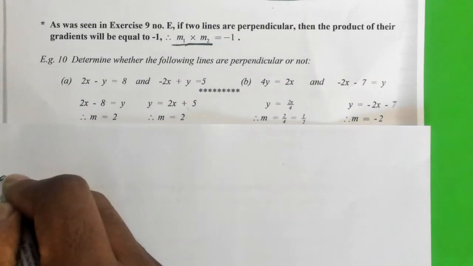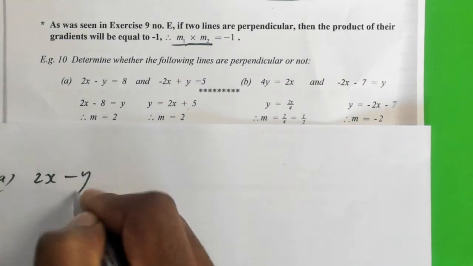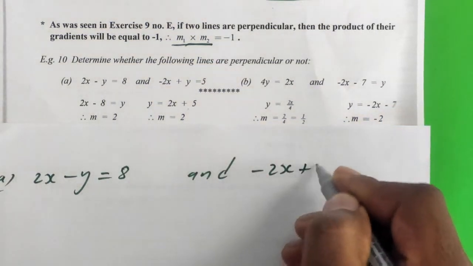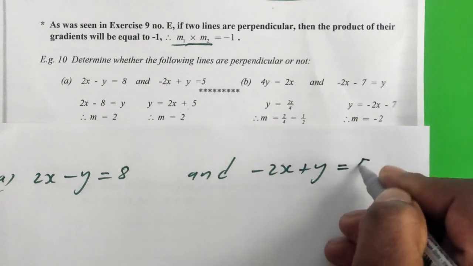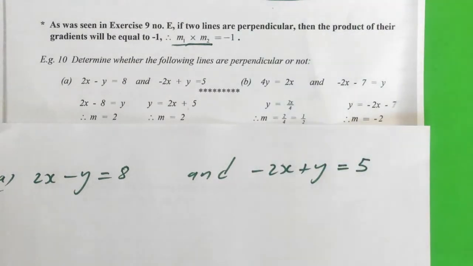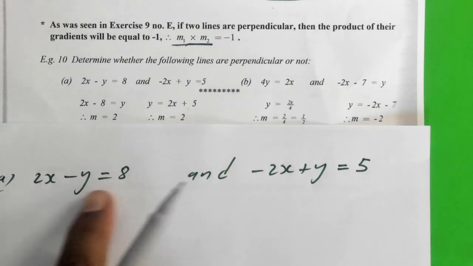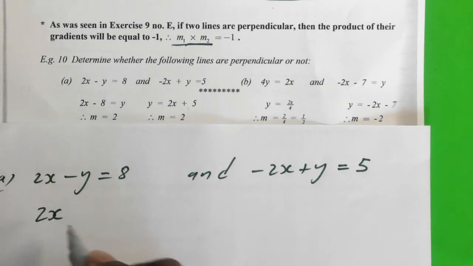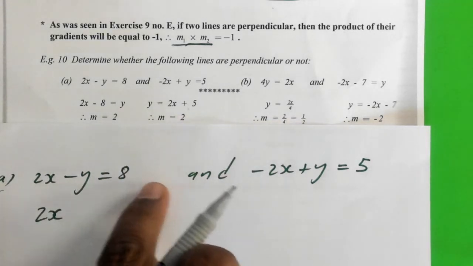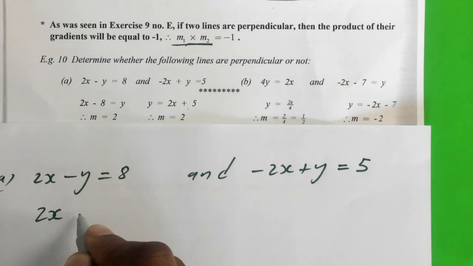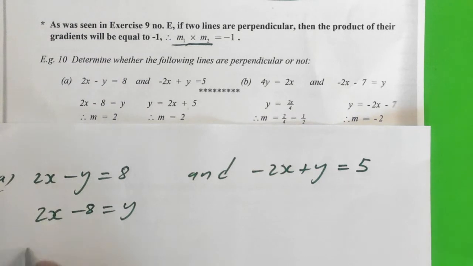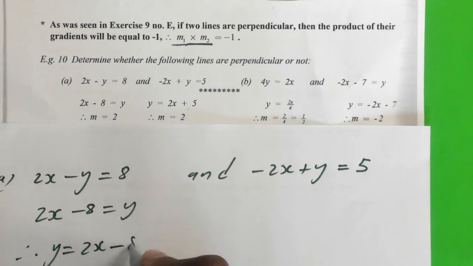So we have A, which is 2x minus y equals 8, and minus 2x plus y equals 5. Beautiful. Okay, so what I can do is move y to the other side. If I move y to the other side, I'll get 2x, and move 8 to the other side: 2x minus 8 equals y. I like writing this properly, where I start with y. y equals 2x minus 8.